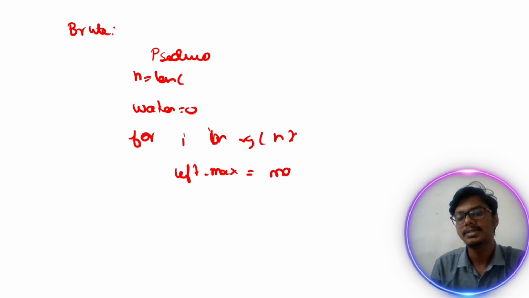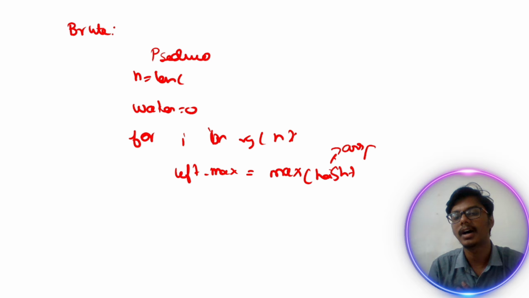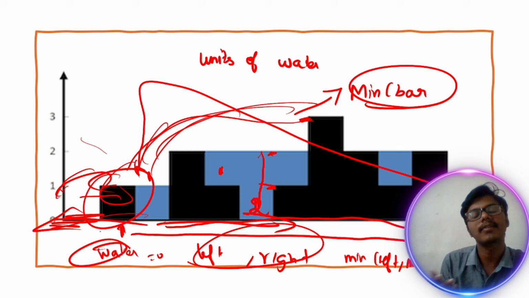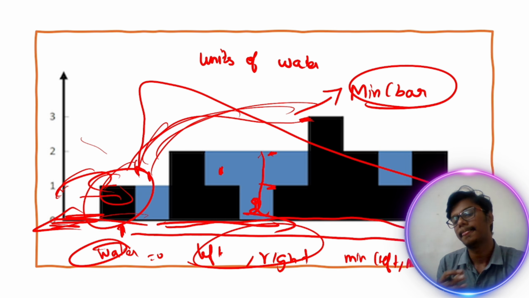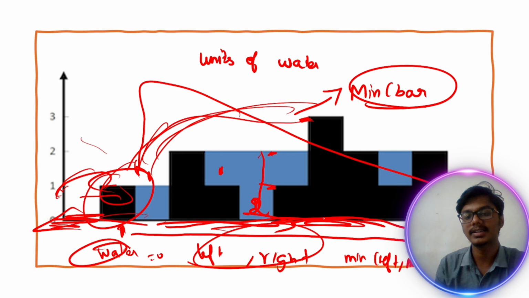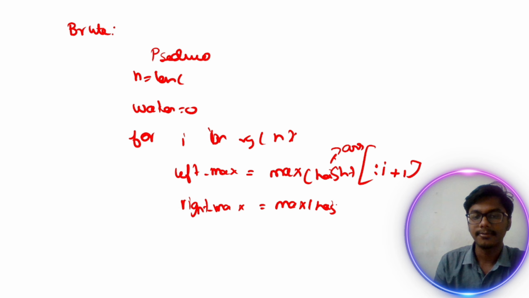What does the left max mean? I want to find the max of the heights, considering this as an array, of the things that come before I. Whatever is greater before I is stored in the left max. After that, I want to find the right max. What are the things after I that are greater than I? That is stored in the right max, the max of height of I plus 1 onwards.